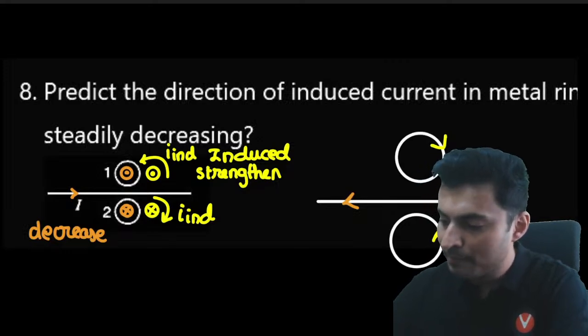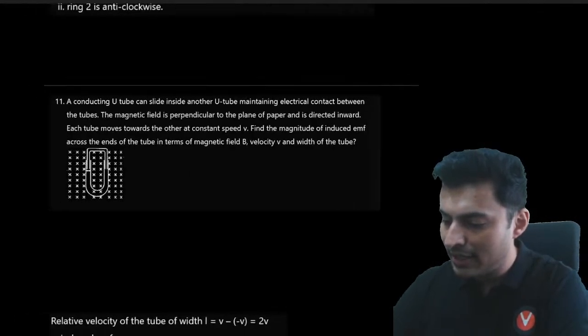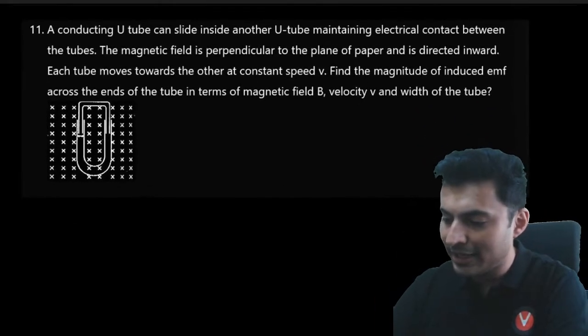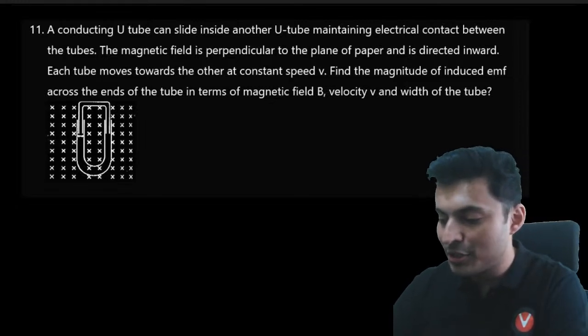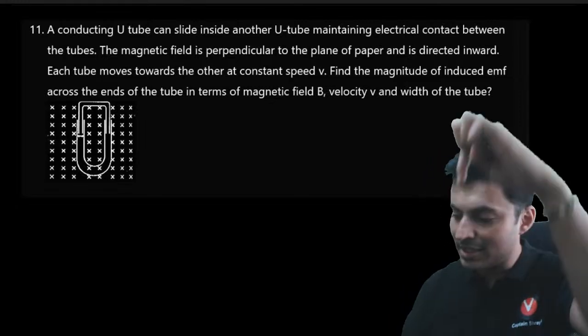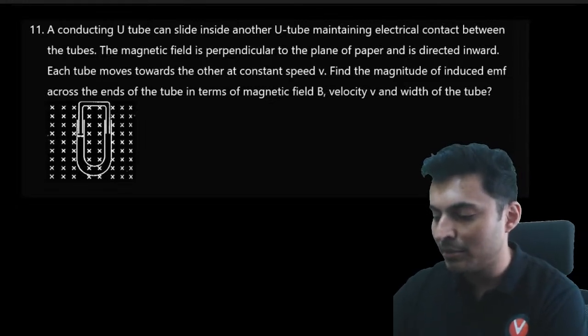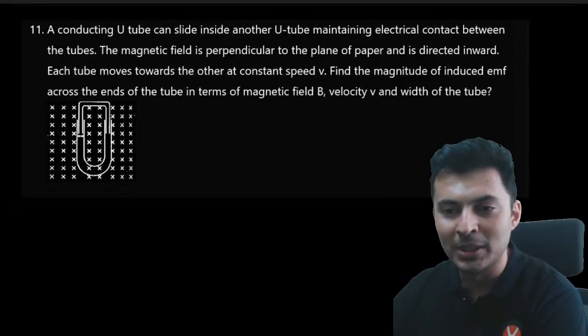Great. Cool. So let's move on to the next one coming up on your screen. And here it is. What does this say? A conducting U-tube can slide another U-tube maintaining electrical contact. The magnetic field is perpendicular and is directed inwards. Each tube moves towards the other with constant speed V. Find the magnitude of the induced EMF across the ends of the tube in terms of the magnetic field, velocity, and the width of the tube.